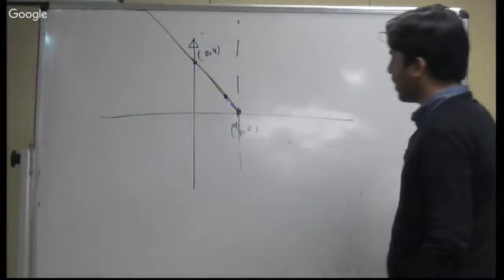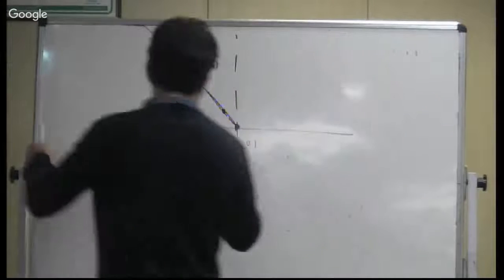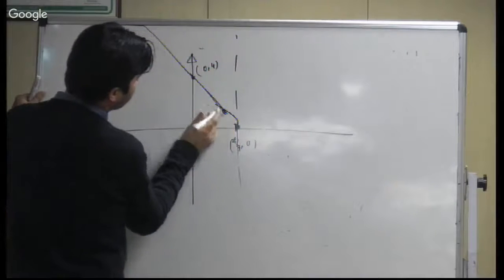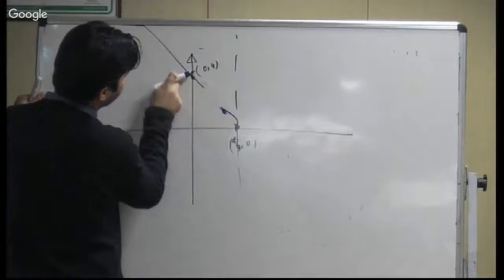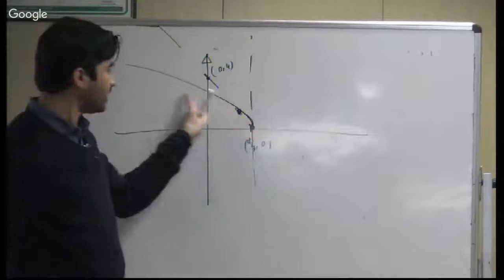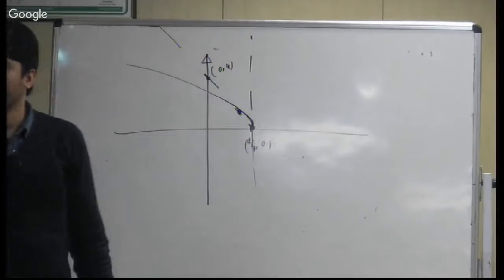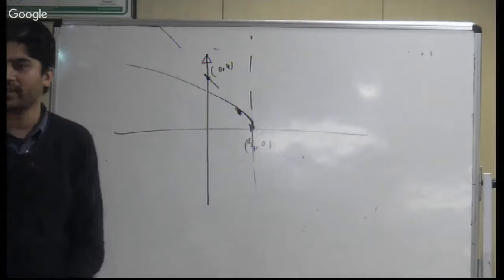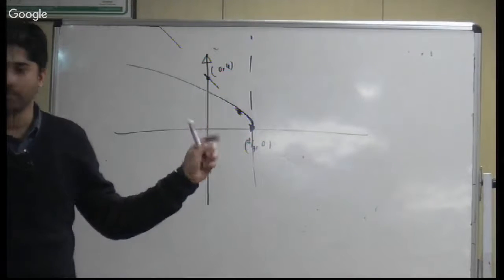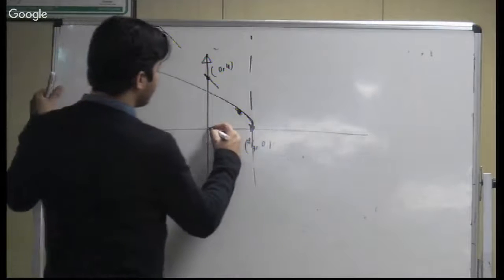ठीक है? And so it will be this way. Clear? Increased and then decreased. Clear? 4 से 2 हो गया. This is the graph. Any issue with the graph? No? What about y is equal to root x?